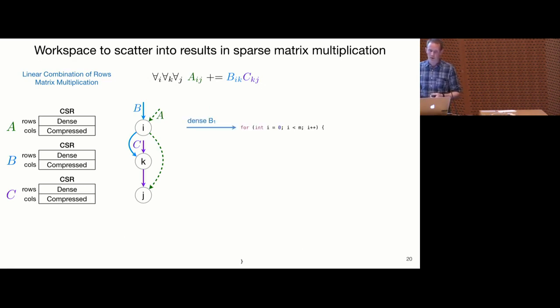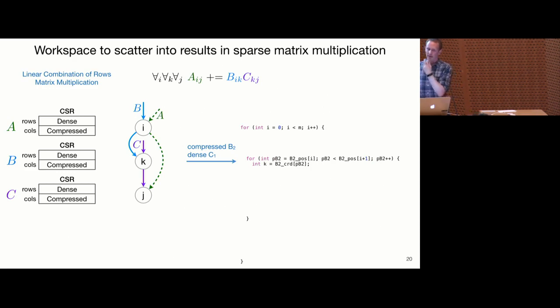So the first dimension of B is dense, so we generate a dense loop. Then the second dimension of B is compressed and the first dimension of C is dense, so we can generate a compressed loop iterating over B. Multiplying something dense by something compressed means you can just iterate over the compressed part, because you're iterating over the intersection, and the smaller part covers the whole intersection.